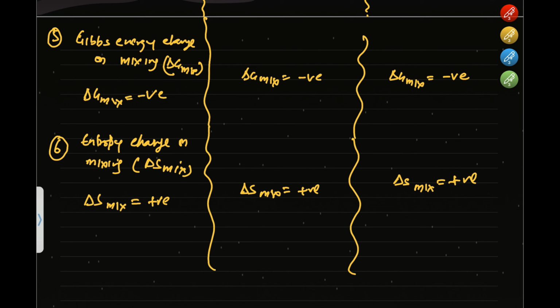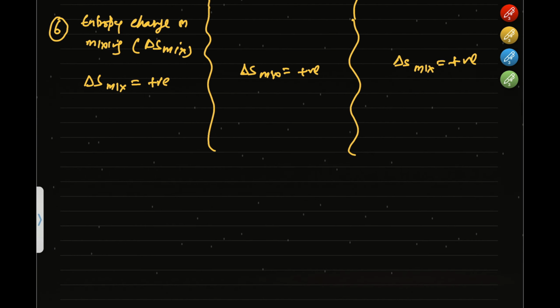This is true for all three solutions, whether it is a positive deviation, a negative deviation, or an ideal solution. In all types of solution, entropy change or randomness increases when we add a solute to the solvent.